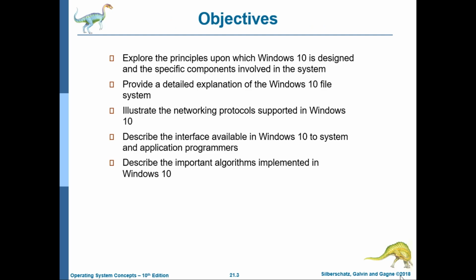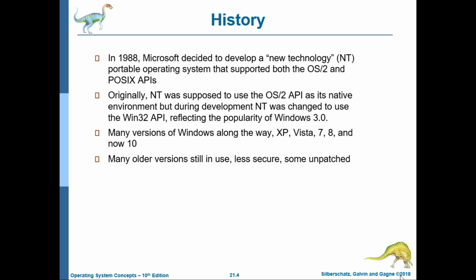The objectives of this chapter are to explore the principles upon which Windows 10 is designed and the specific components involved in the system. Another objective is to provide a detailed explanation of the Windows 10 file system. Next is to illustrate the networking protocols supported in Windows 10, describe the interface available in Windows 10 to system and application programmers, and last but not least, describe the important algorithms implemented in Windows 10.